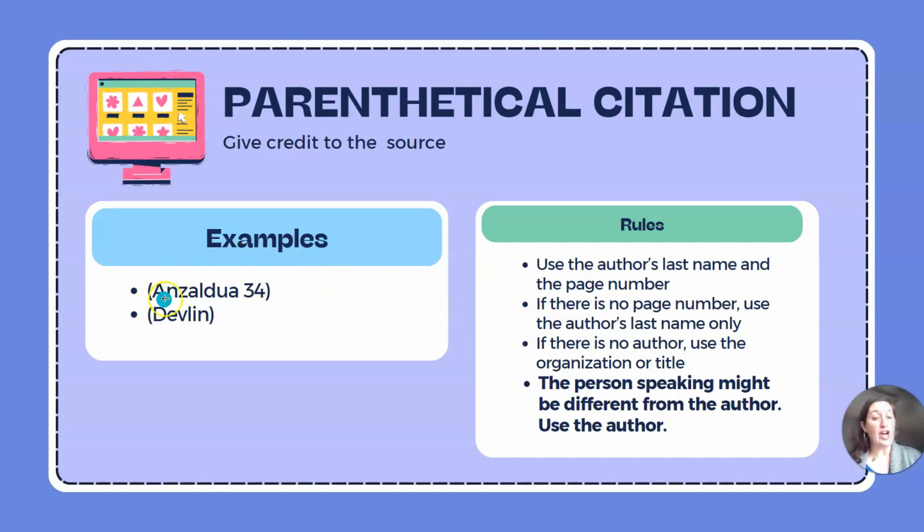So sometimes for an article that was in a book, we would have a page number. For most online articles, there is no page number, so it's okay just to list the last name. Again, if there is no author, you should use the organization or the title.